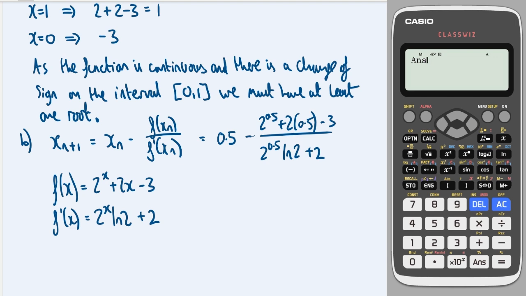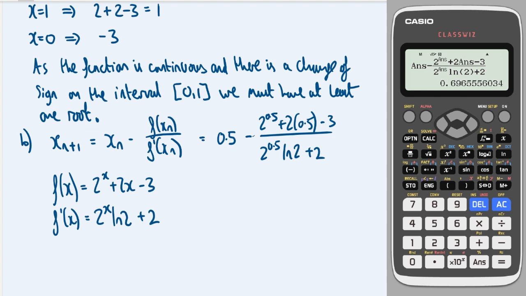So the first x is, we use answer, and then we do minus, and then we do a fraction, and we do 2 to the power of the answer, and then we do plus 2 times the answer, and then minus 3, and then we go underneath and we do 2 to the power of the answer, and then we do ln of 2, and then we do plus 2.